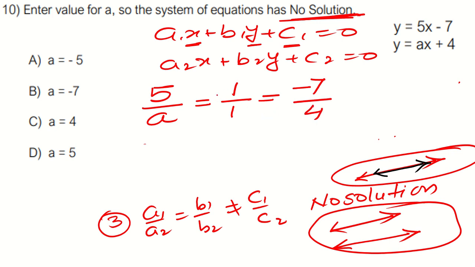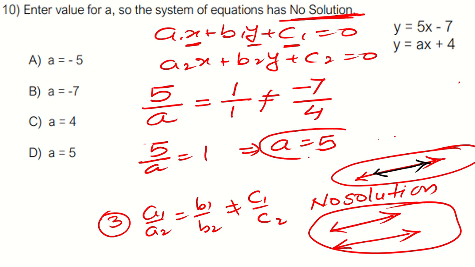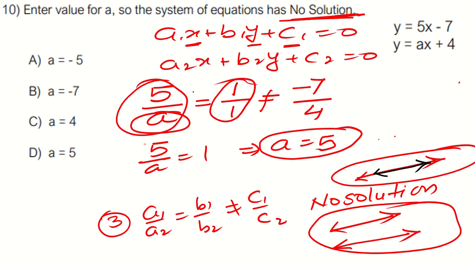So for this you see 5 over a is equal to 1. It means it is not equal to, because it is no solution. So 5 over a is equal to 1 means a is equal to 5. Because if you put 5 here, then 5 over 5 will be 1, and 1 here also. They should be the same but not equal to this. So a must be equal to 5.